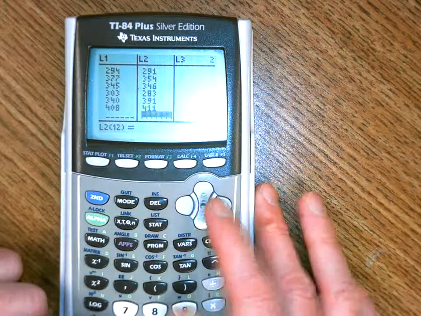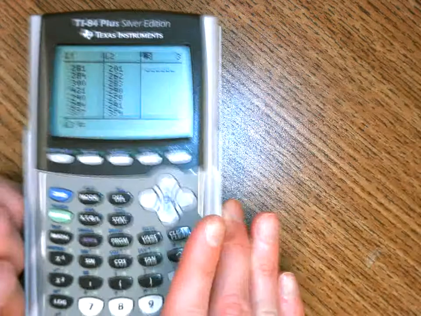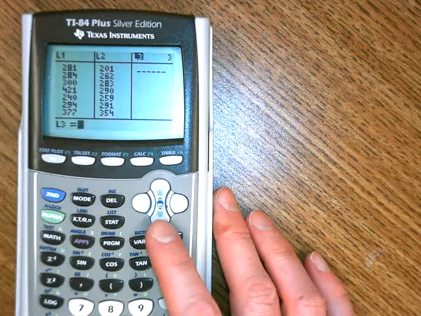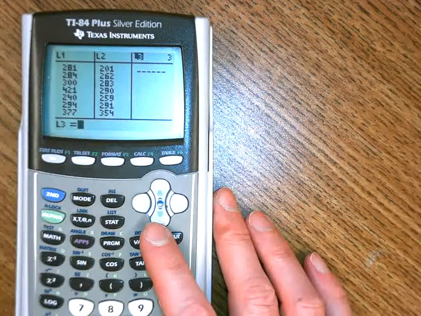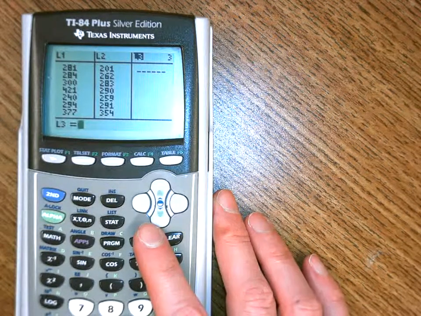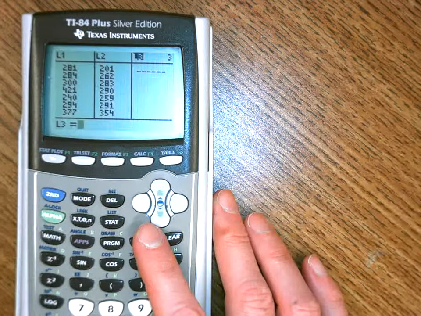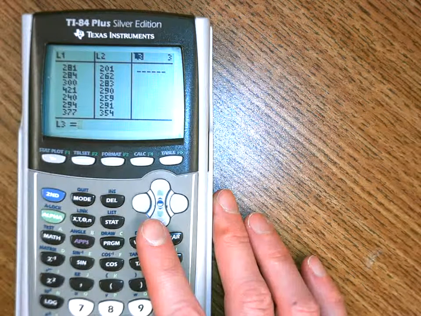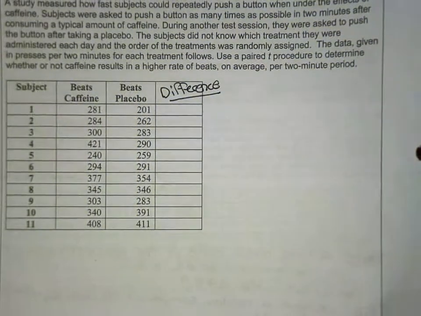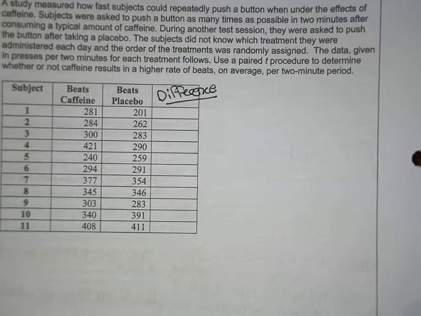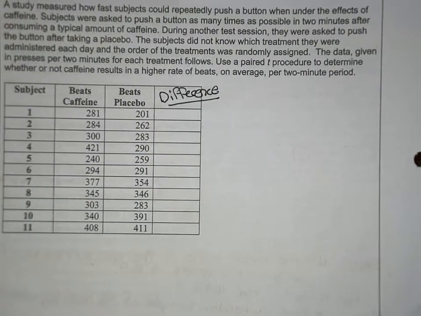Okay, now I'm going to let the calculator subtract for me. You don't have to do it this way, but it's one way. You go up, you highlight your L3, hit enter. The question is, which way do you want to subtract? It doesn't really matter which way you want to subtract. It's asking if there's a higher rate of beats per minute with the caffeine. So if we do caffeine minus the placebo, that would give us a positive amount if we're assuming that caffeine is higher. So we would be looking for things that are higher than 0.